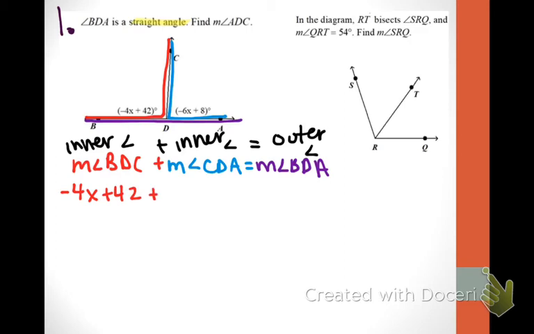And the measure of angle CDA is negative 6x plus 8. When I plug that in and there's already a plus sign, it's plus minus. What do y'all think? Yeah, just keep the minus. You don't really need the plus then. And then it equals the measure of angle BDA, which we said was 180.